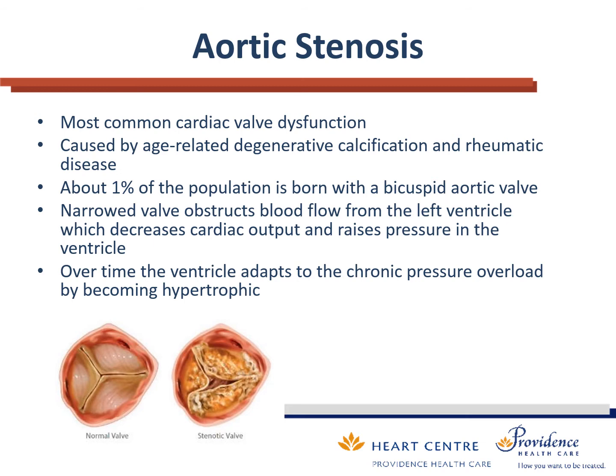About 1% of the population is also born with a bicuspid aortic valve. Over time, turbulent blood flow through a bicuspid valve, which is usually a 3-leaflet structure, can cause the valve to become thickened and calcified. A thickened calcified valve leaves a narrowed opening that obstructs blood flow from the left ventricle, which then raises pressure in the ventricle. As this is usually a gradual process, the ventricle adapts to the chronic pressure overload by becoming hypertrophic.